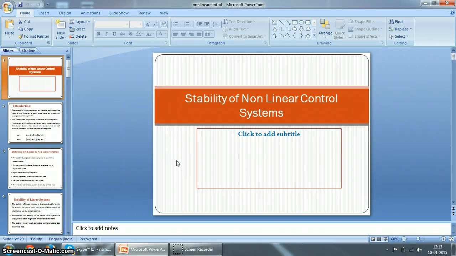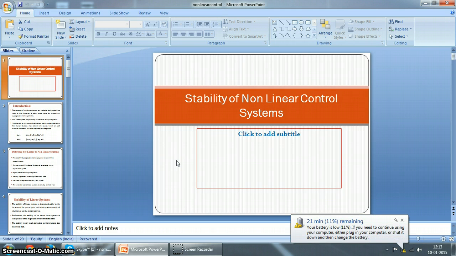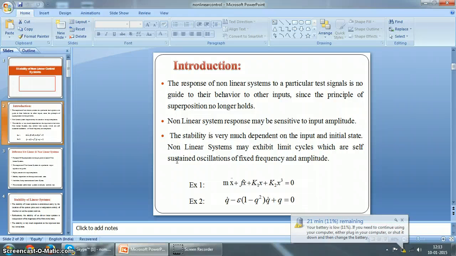Today my topic for the presentation is stability of nonlinear control systems. The main objective of this topic is, one, what is the difference between linear and nonlinear control systems, and second, what are the possible methods of stability of nonlinear control systems. So coming to the definition, difference between linear and nonlinear control systems.